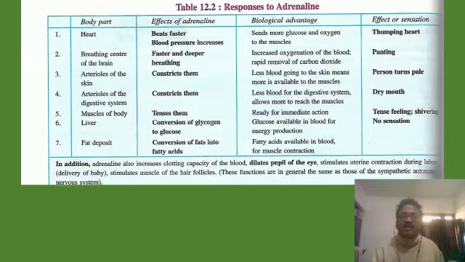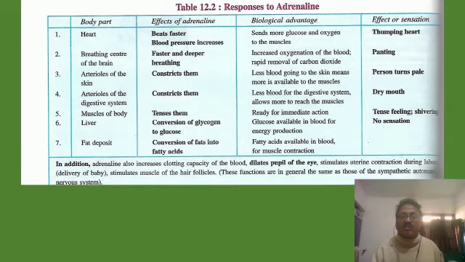Arterioles of the skin constrict. Less blood going to the skin means more is available to the muscles. Arterioles of the digestive system constrict. Less blood to the digestive system allows more to reach the muscle. Muscles of the body tense, ready for immediate action.